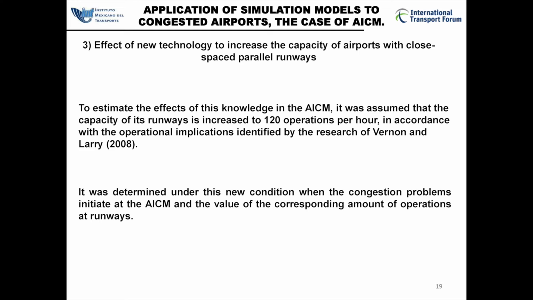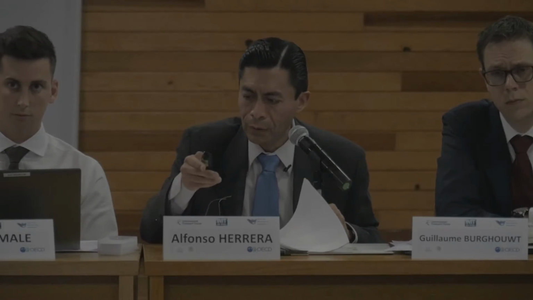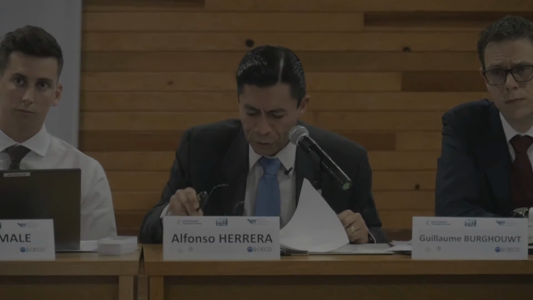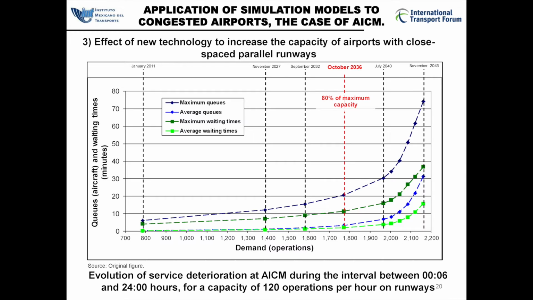It was determined under this new condition when the congestion problems initiate at the AICM, in which year the demand capacity ratio is equal to 80%. And also, we estimate the value of the corresponding amount of operations at runways. The results are shown in this figure. For each level of demand, 10 simulation runs were performed. The dates in which the different levels of demand will be reached are shown.